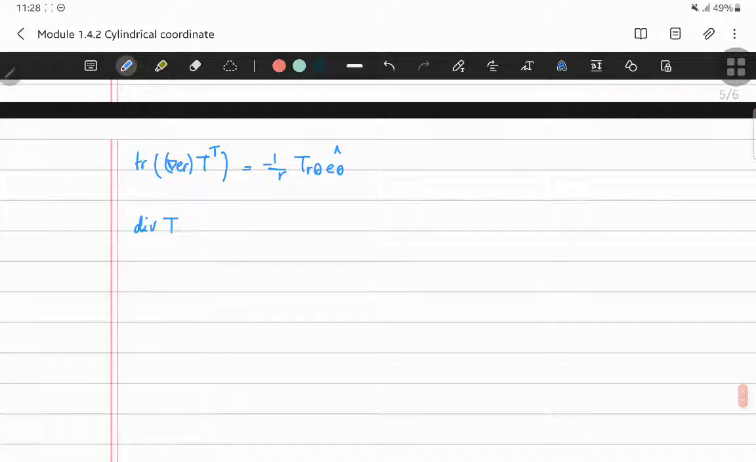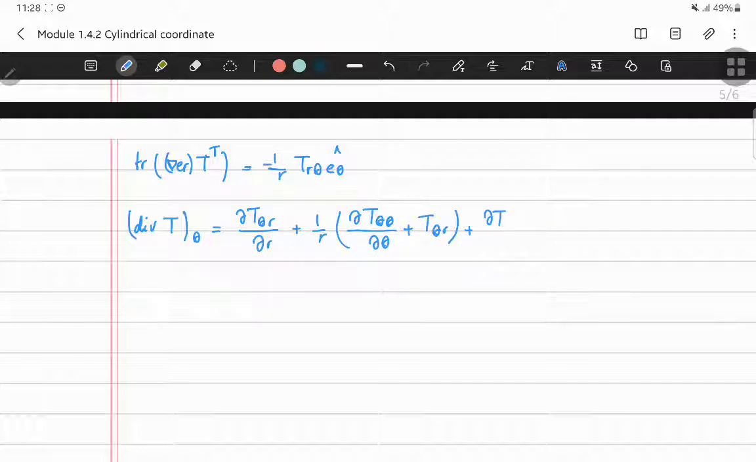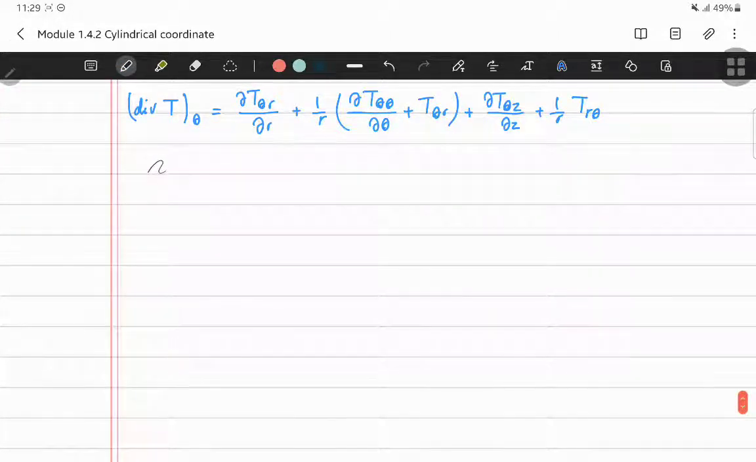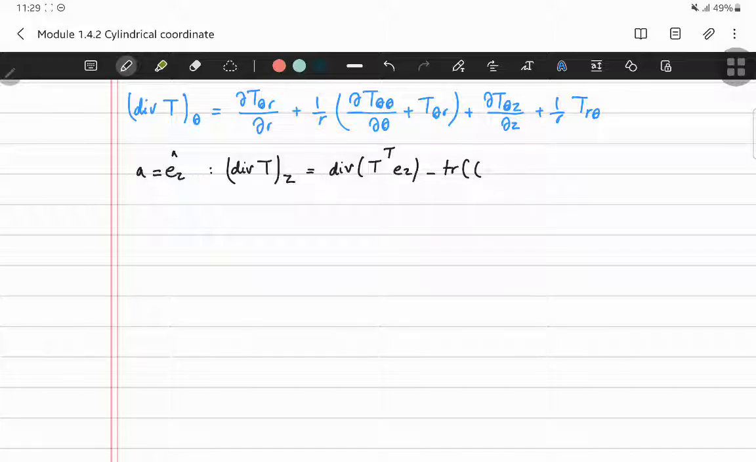So the divergence of T here, the theta component, is partial derivative of T theta R with respect to R plus 1 divided by R partial derivative of T theta theta with respect to theta plus partial derivative of T theta Z with respect to Z plus 1 divided by R T R theta. That's it. So finally we get to the divergence of T, so A is equal to EZ, so the divergence of T, the Z component, is the divergence of T transpose EZ minus trace of del EZ T transpose.